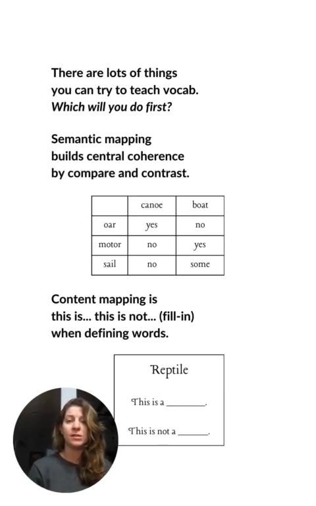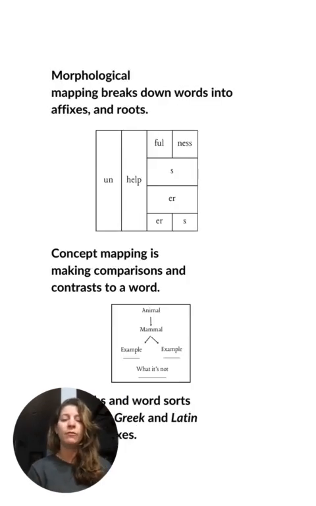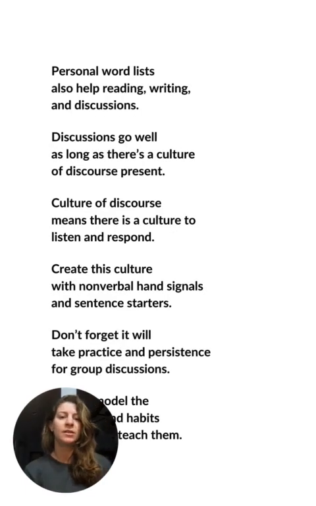Semantic mapping builds central coherence by compare and contrast. Content mapping is this is, this is not, fill in when defining words. Morphological mapping breaks down words into affixes and roots. Concept mapping is making comparisons and contrasts to a word. Word webs and word sorts help to learn Greek and Latin root affixes. Personal word lists also help reading, writing, and discussions.